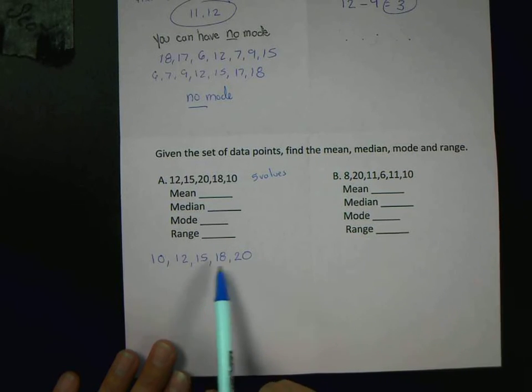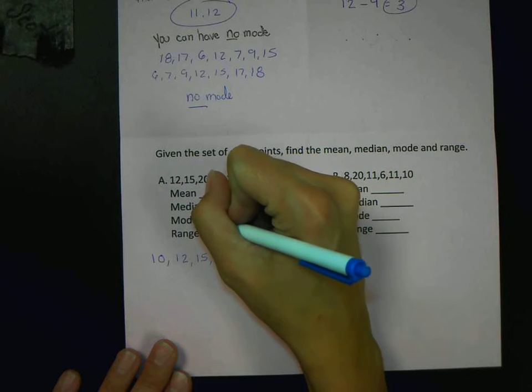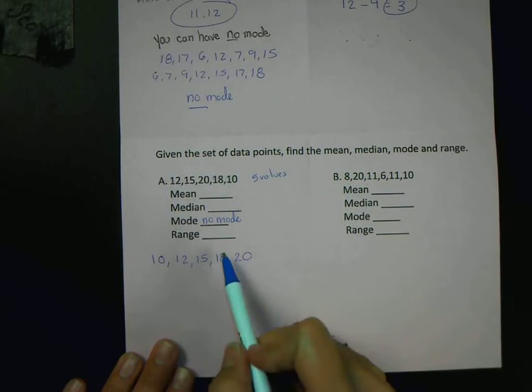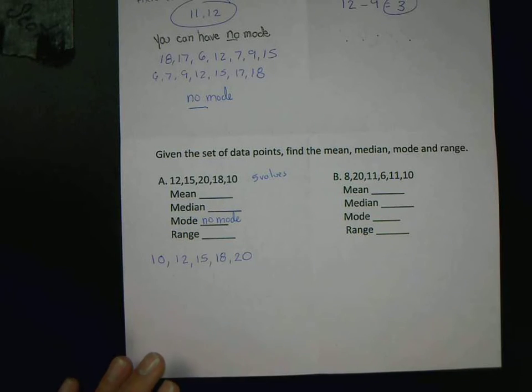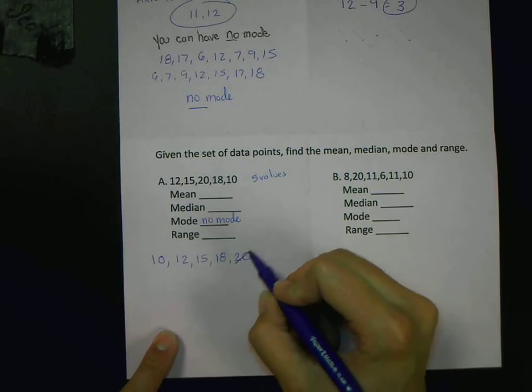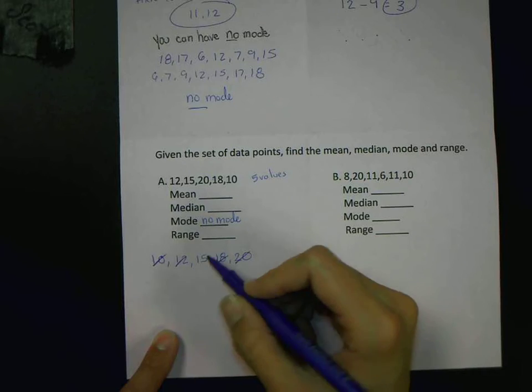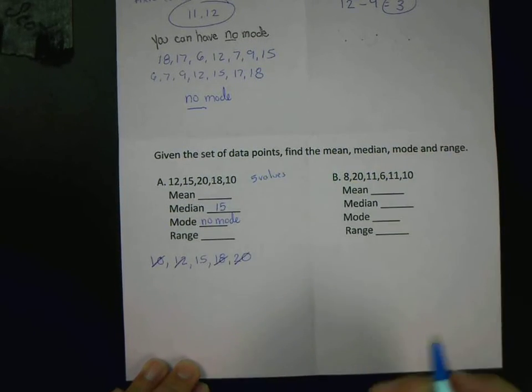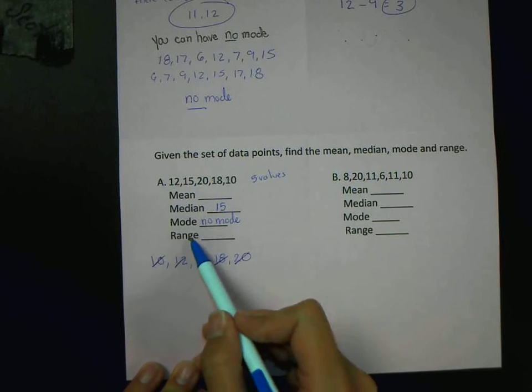If I use this data and find the median, which is the middle, if I cross it out from the outside in, I'm left with 15 as my median. If I find my range, I do my largest number minus my smallest number, so I have 20 minus 10, which is going to be 10. So my range is 10.